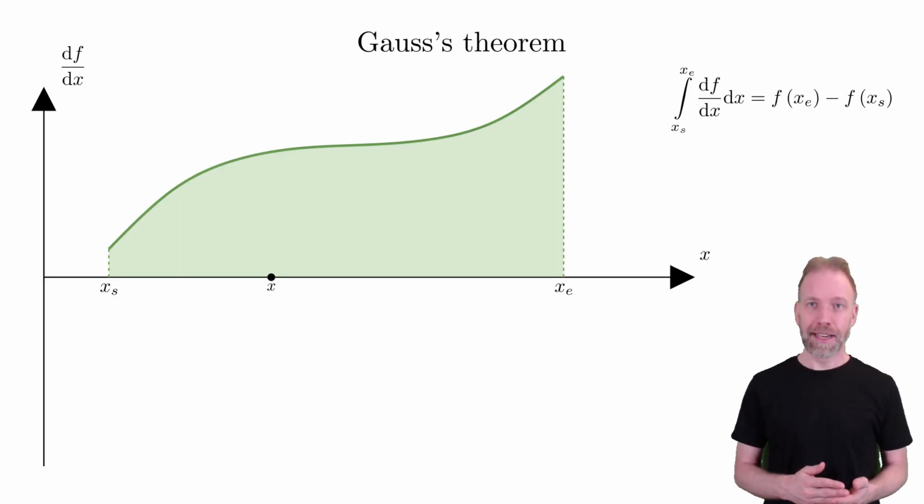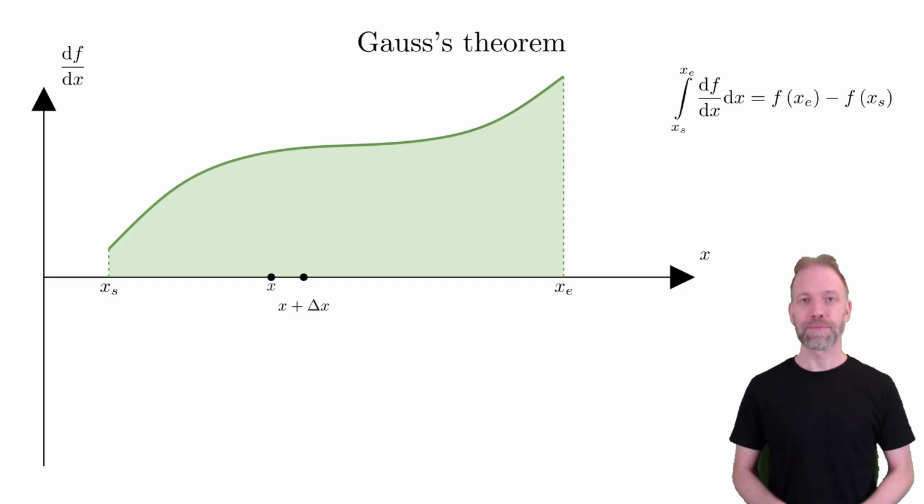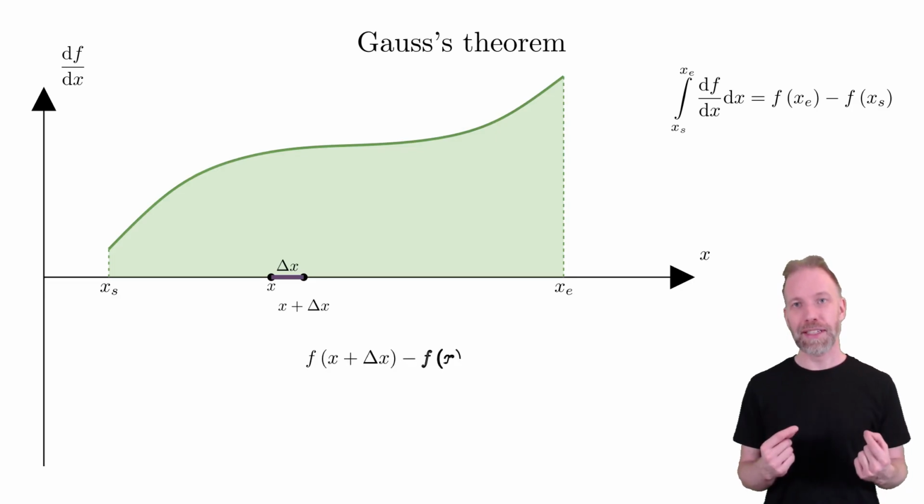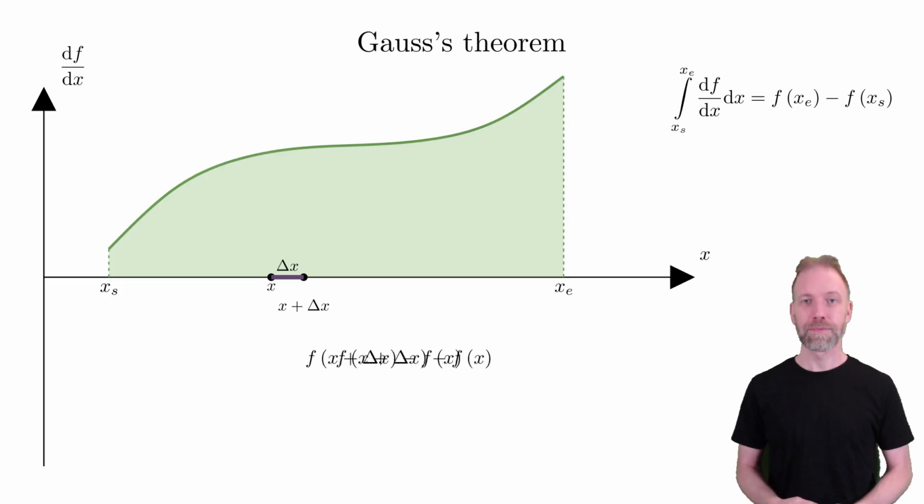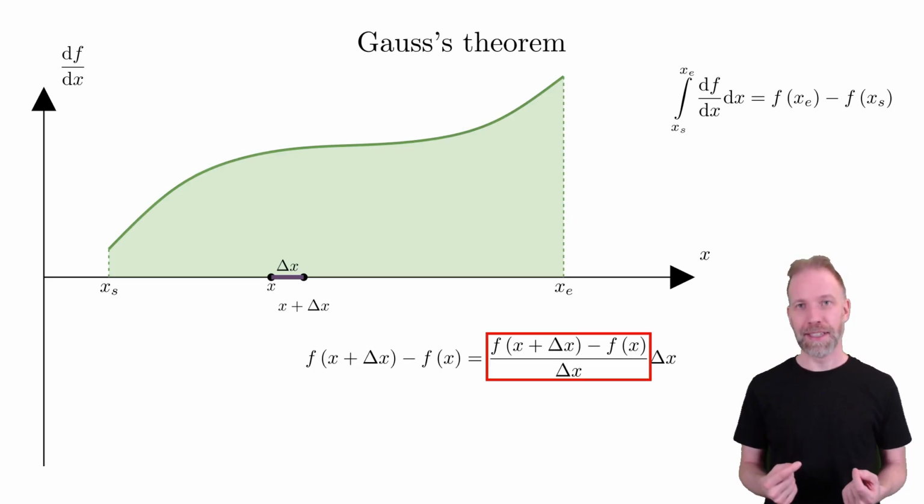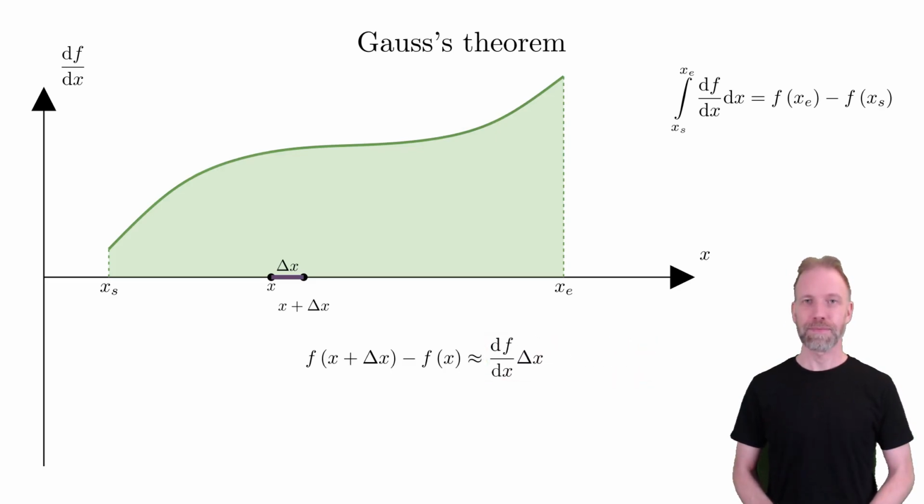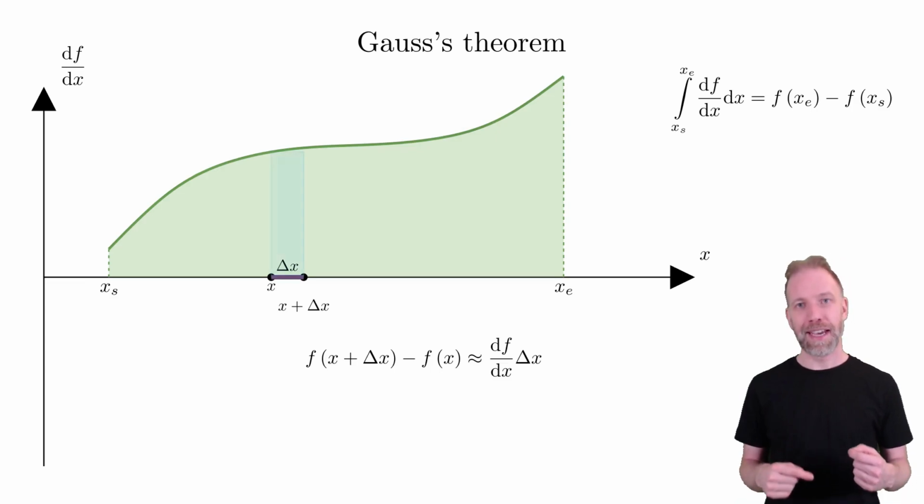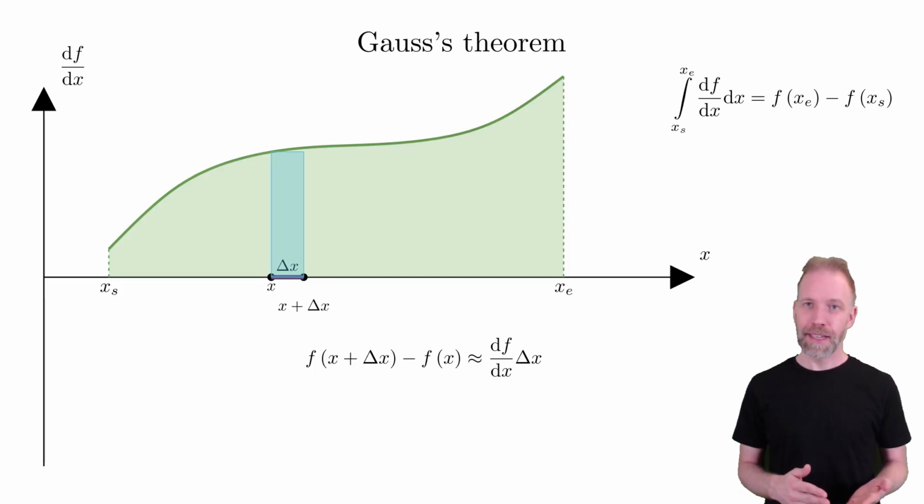Define a point x and the second point x plus delta x. Now, let us look at the difference between f of x plus delta x and f of x. We can multiply and divide by delta x. And note that this expression is an approximation of the derivative df dx. This means that df dx times delta x has the same value as the blue area in the graph, as df dx is the height and delta x is the base.